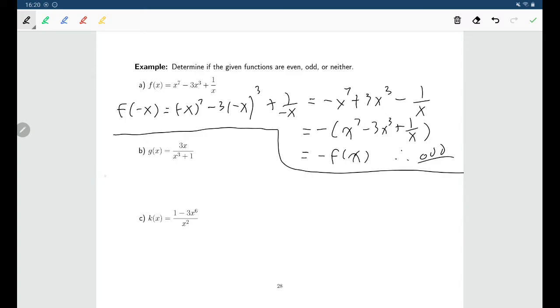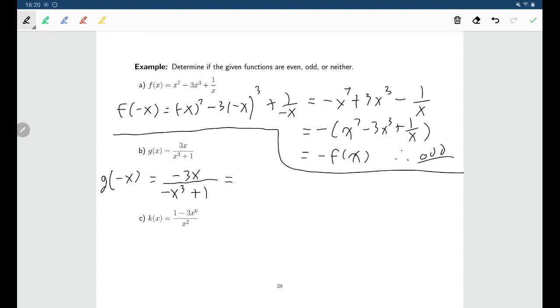And again, we're replacing the x with negative x. So that would be negative 3x in the numerator. Negative x when I cube it, it's negative x cubed. And this clearly is not the same thing as the original function. And it's also not the same thing as negative 1 times my function.